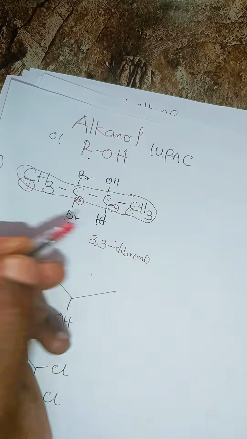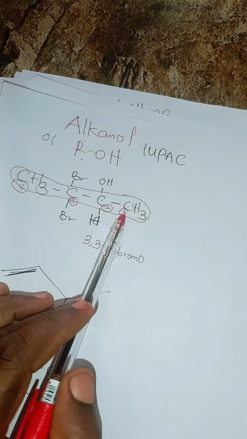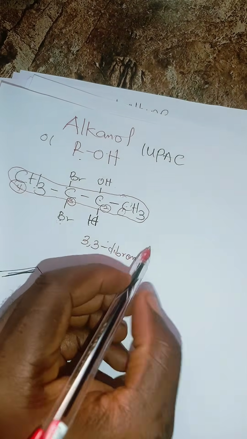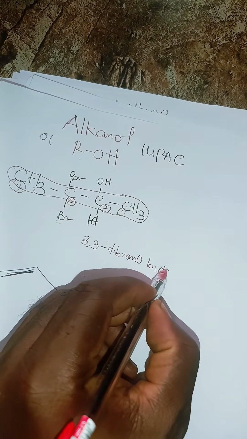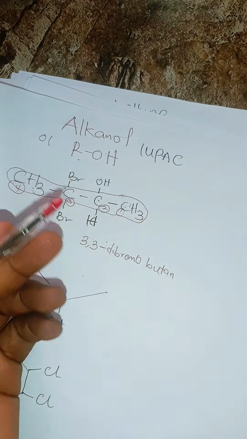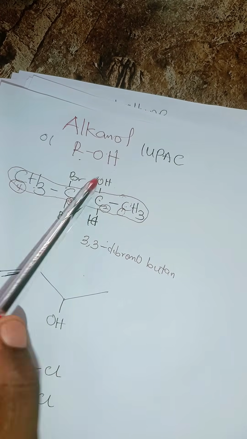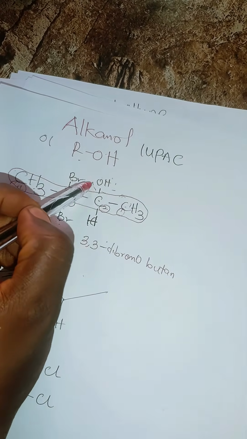Dibromo. Then 1, 2, 3, 4. 4 is the same thing as but-, so you can say butan because there's no double bond. Then our functional group is OH. The guy is in position number 2. This is our functional group, position number 2.